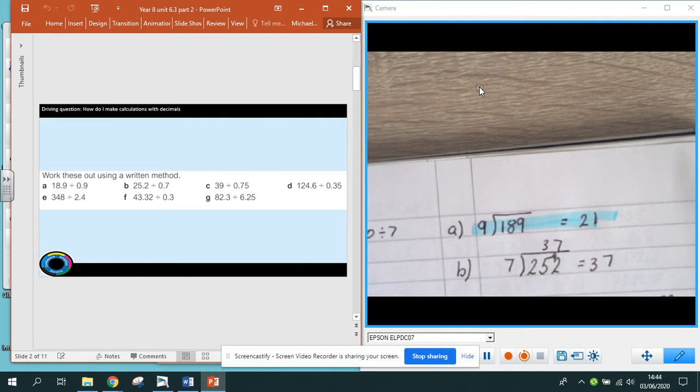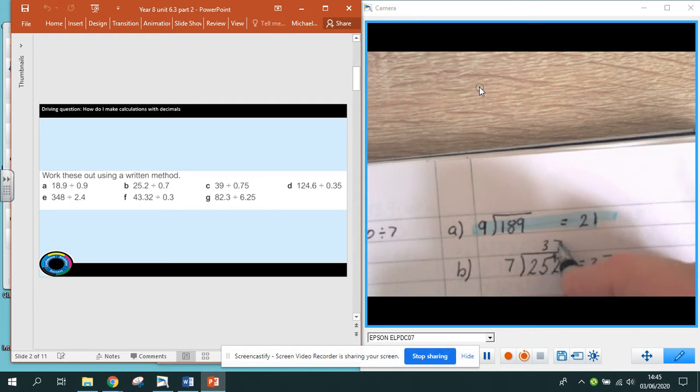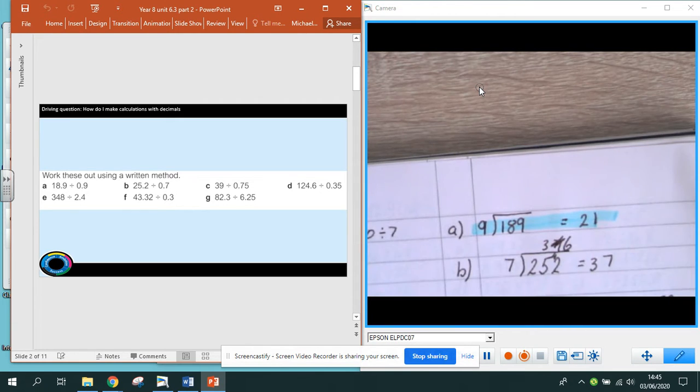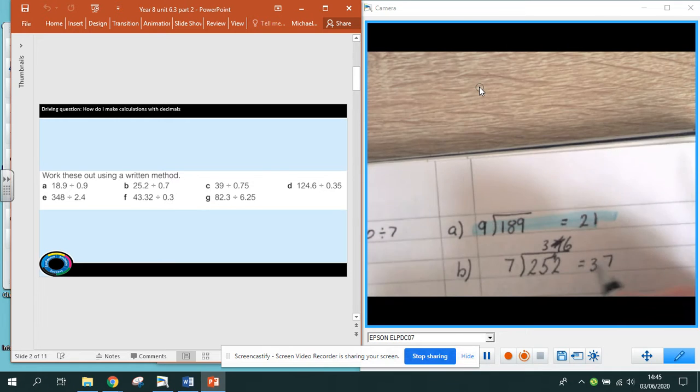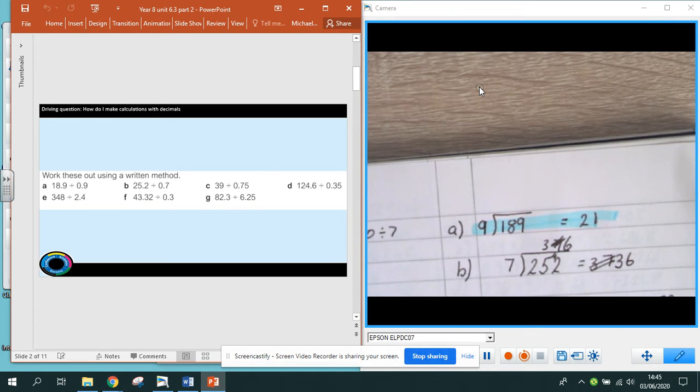The second one, a little bit more complicated, but not a great deal. I started by multiplying both the numbers by 10 again to give me 7 and 252. How many 7s in 2? Obviously there's none. How many 7s in 25? There's 3, remainder 4. How many 7s in 42? So I've written down 7. I shouldn't have written down 7. I should have written 6. How many 7s in 42? There's 6. So my answer is 36. Oh dear.